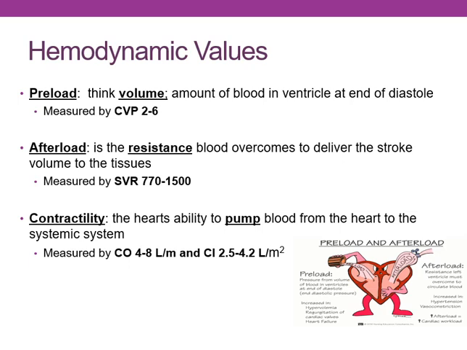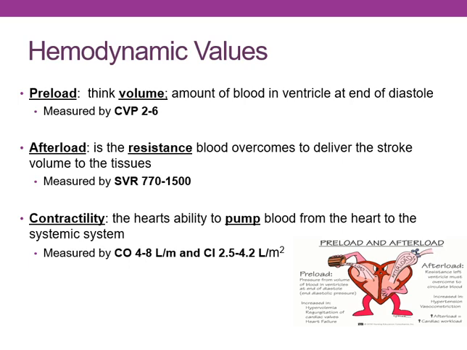Okay, so let's jump in. Here are the things you need to know: preload, afterload, contractility, and I'm going to go one by one. When you hear the word preload, you need to think of volume. It's the amount of blood in the ventricle at the end of diastole. It's when that ventricle is the fullest just before it squeezes. We're going to measure it with CVP, and CVP is actually a right-sided pressure, so it's measuring over in the right ventricle, and normal CVP is 2 to 6. It is not very high.